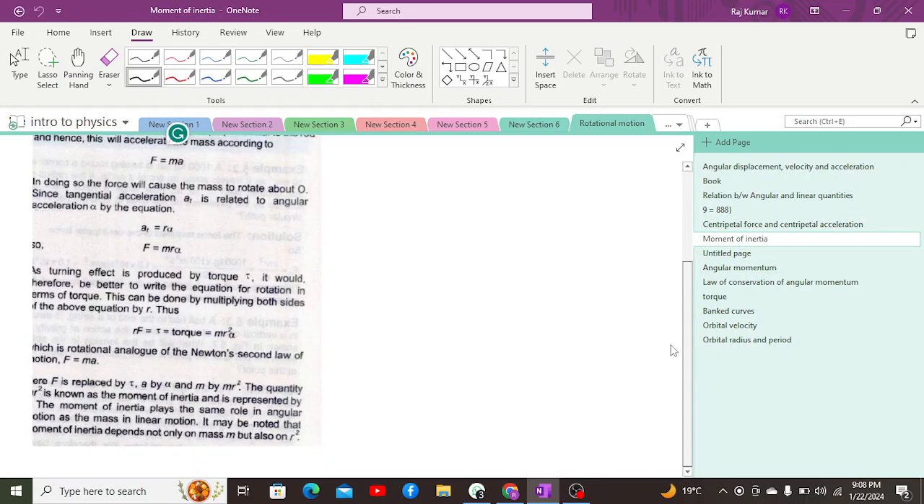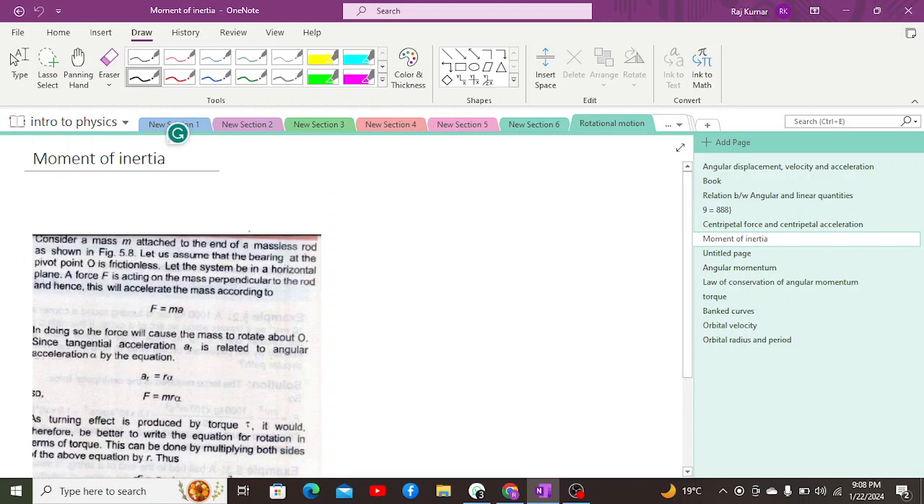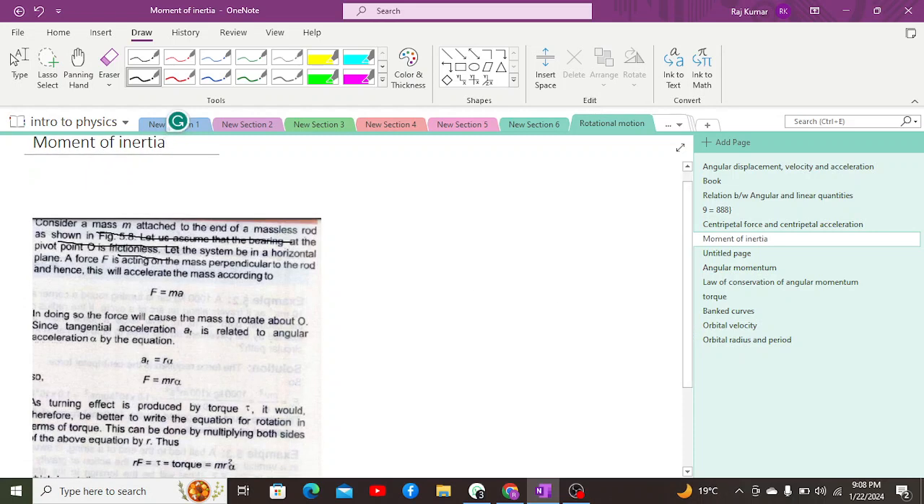After that, when it comes to other concepts, moment of inertia is also simple. Basically, as we have angular acceleration analogous to linear acceleration, we have moment of inertia analogous to mass as a linear quantity. How? Consider a mass m attached to the end of a massless rod as shown in figure 5.8. Let us assume that the bearing at point O is frictionless. Let the system be in a horizontal plane. A force F is acting on the mass perpendicular to the rod. Then it will accelerate the mass according to F equals ma.